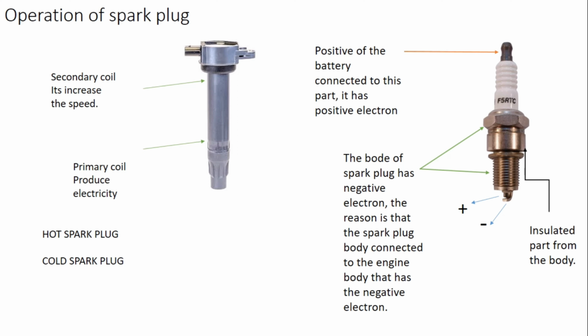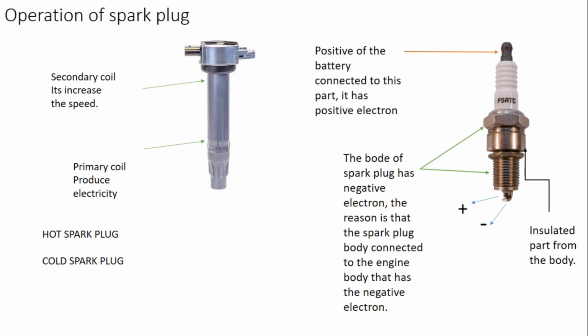In this spark plug, there is an insulated part from the body of the spark plug. Then we have two types of spark plug for the hot weather and the cold weather, which is the hot spark plug and the cold spark plug. The difference is that the cold spark plug dissipates the heat, because the connection between the body and the body of the engine is strong, so it easily transfers the heat from the body of a spark plug to the engine block.